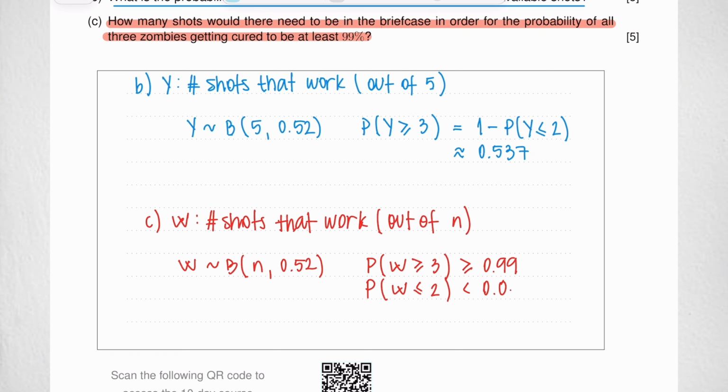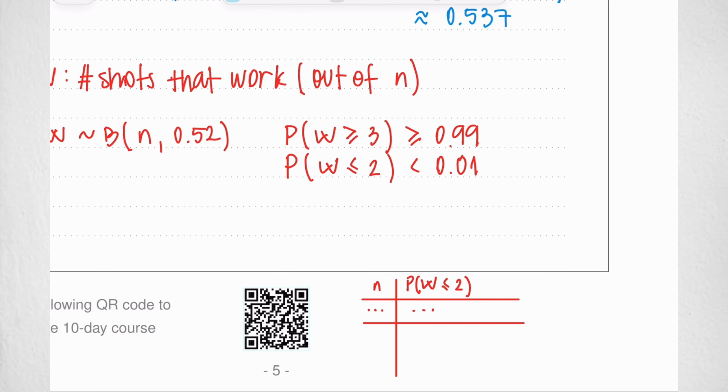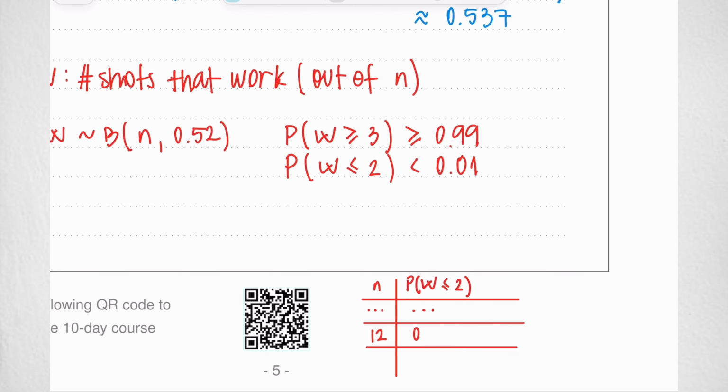less than 0.01. Now, you could definitely guess and check and try a few numbers for n and check the results in your calculator until you get something which is less than 0.01, or you could create a table to do just that. And if you do so, you are going to notice that for n equals 12, the probability of W being less than or equal to 2 is 0.0137.